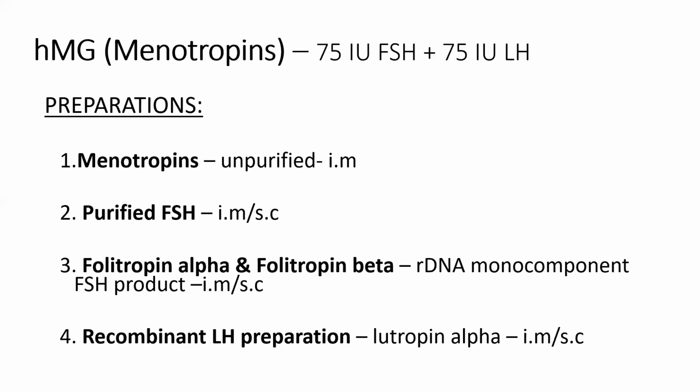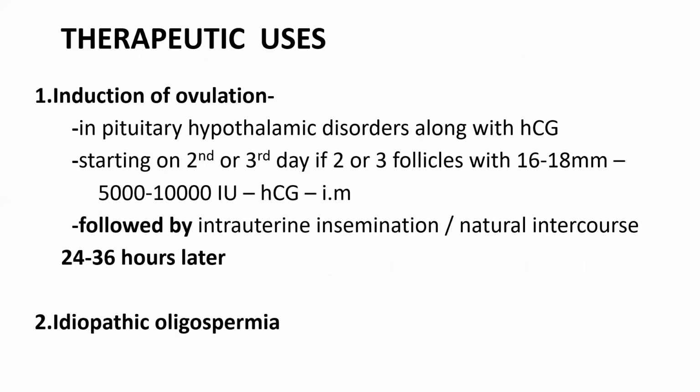And there is another preparation available, the recombinant luteinizing hormone preparation. The name of the recombinant luteinizing hormone preparation is lutropin alpha. And the route of administration is intramuscular or subcutaneous.